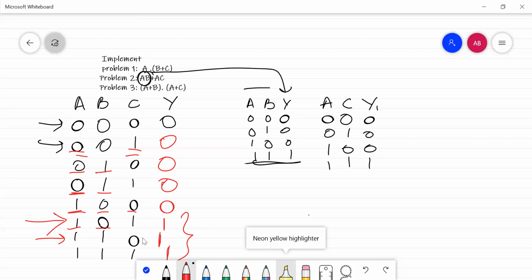So let's just check that. For all the combinations where A is 0, we are going to get a low output. When A is high but B and C are low, we are also going to get a low output. So only in these three conditions, just check out this truth table, we are going to get a high output. So let's go on to Tinkercad.